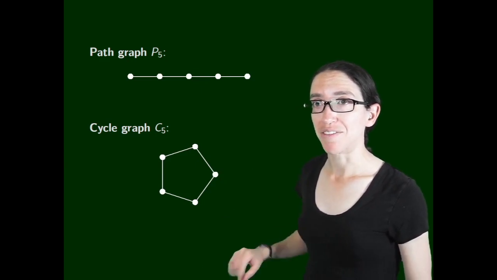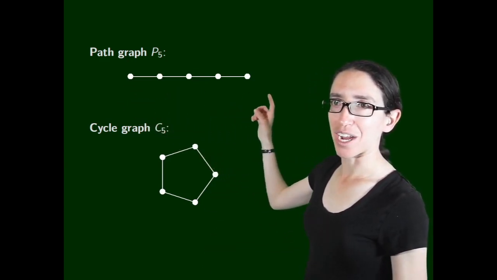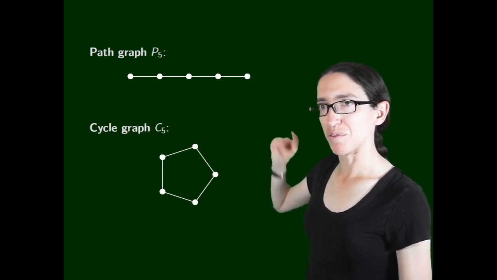Here's 2 other famous graphs. The path graph. P5 is the path graph with 5 vertices, just 5 vertices in a row connected by edges.